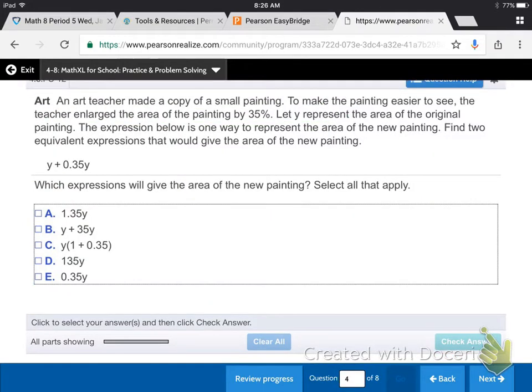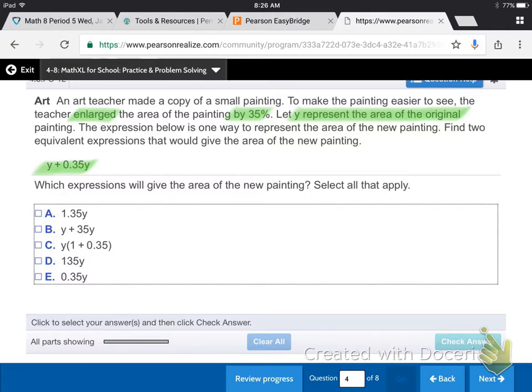Okay, I hope you're catching on to this, boys and girls. Let's go through this problem. It says an art teacher made a copy of a small painting. To make the painting easier to see, the teacher enlarged the area of the painting by 35%. So we have an enlargement by 35%. Let Y represent the area of the original painting. The expression below is one way to represent the area. Find two equivalent expressions. So this is one way to write it.